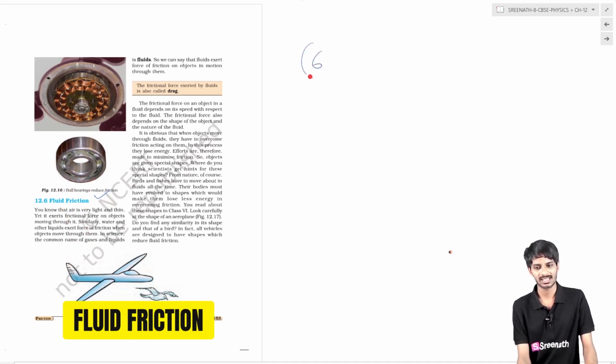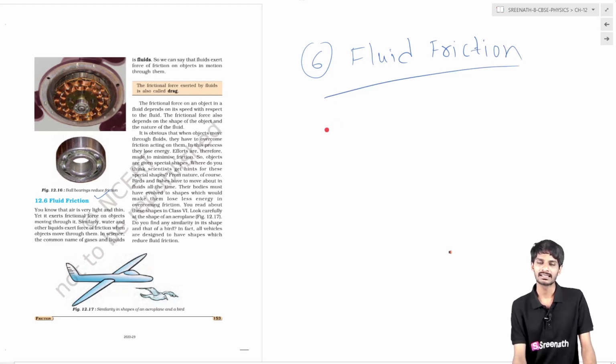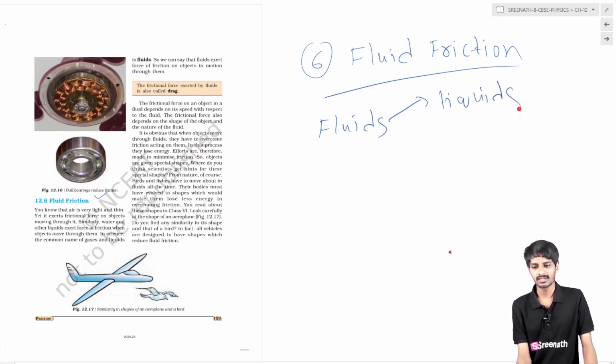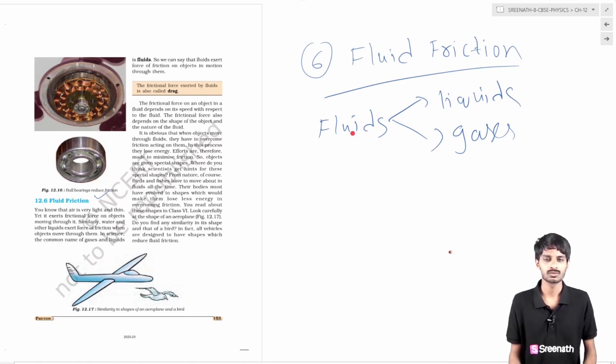Now we are going to discuss the sixth topic, that is fluid friction. What is it? Until now we have discussed friction between two surfaces, and the two surfaces are solids. Then what are fluids? In science, we call liquids and gases together fluids. Until now we have discussed that different solid surfaces have friction. Do liquids have friction? Do gases have friction? Now we are going to learn about it. Basically, liquids and gases also have friction.